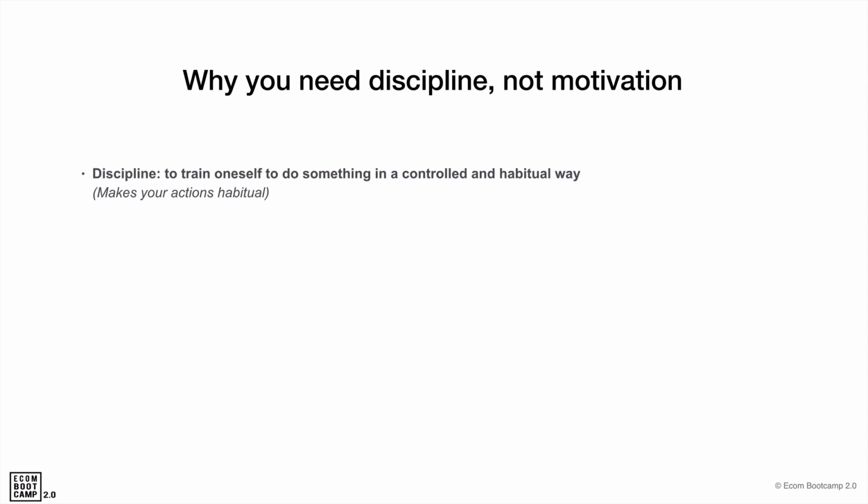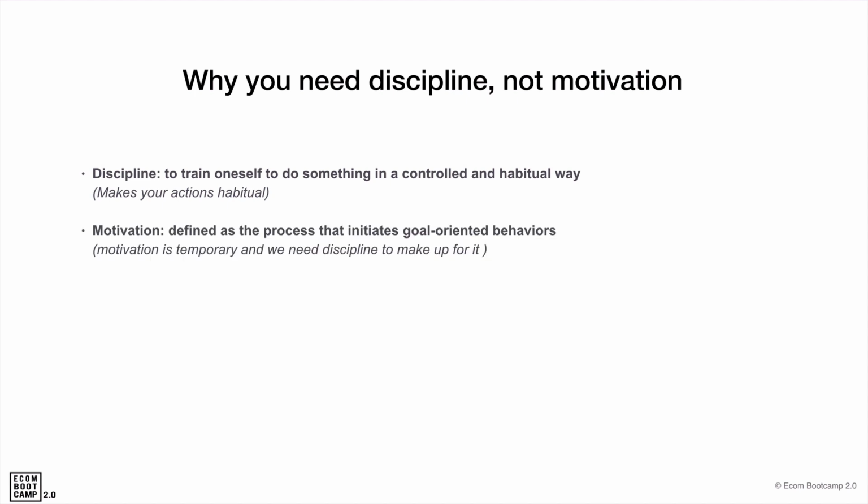First of all, let's cover the definition, because discipline is to train oneself to do something in a controlled and habitual way. You're training yourself and you have control. That's the key word here: control. You control your life. You control the car that you're driving.